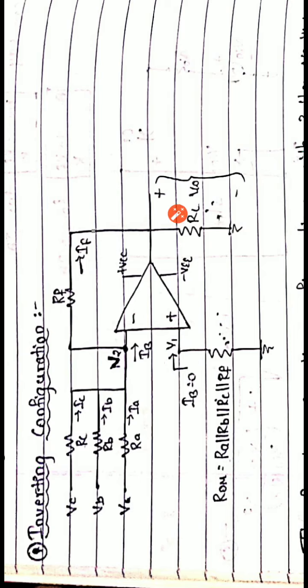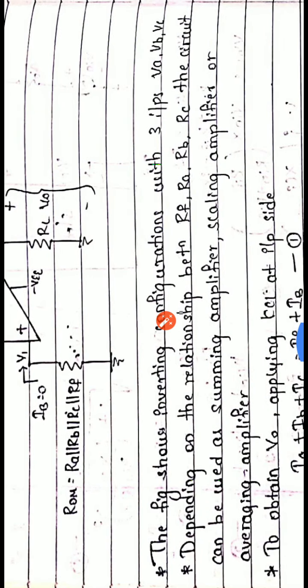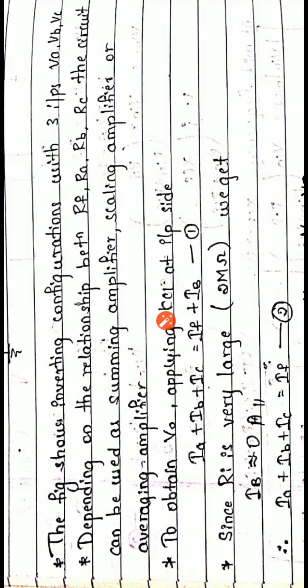So if I apply the KCL here, what will I get? IA, IB, IC are entering, which means IA plus IB plus IC equals IB plus IF, where IB is 0. Which is shown here. Okay, it is explained here. The figure shows the inverting configuration with three inputs VA, VB, VC. Depending on the relationship between RF, RA, RB, RC, the circuit can be used as a summing amplifier, scaling amplifier or averaging amplifier. So to obtain V0, we apply the KCL at the input side.